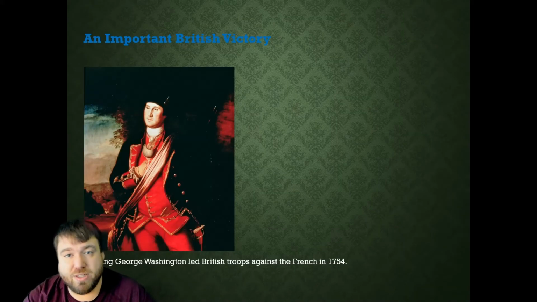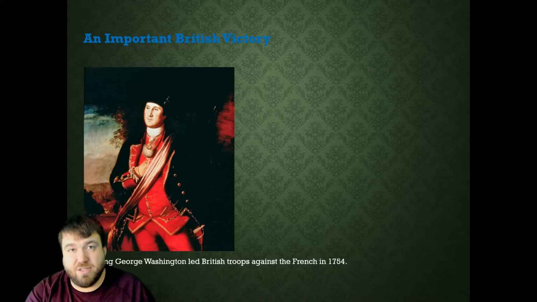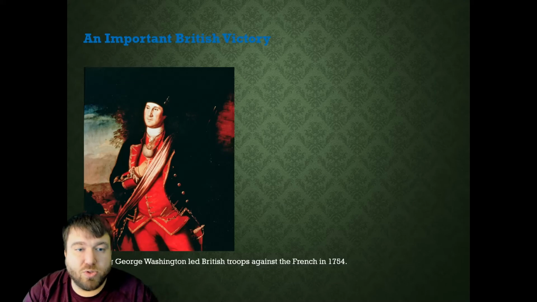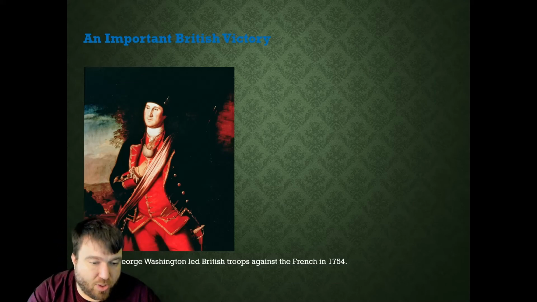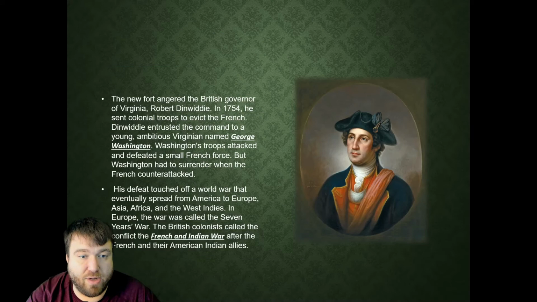An important British victory. A young George Washington led British troops against the French in 1754. This is what George Washington looked like whenever he was younger. I know whenever we think of George Washington, keep that guy in mind. He might do something a little important here in just a few sections. We think about him as first president, the founder of our country. But he did have a life before America, and he was a British officer. So this is what he looked like when he was younger.